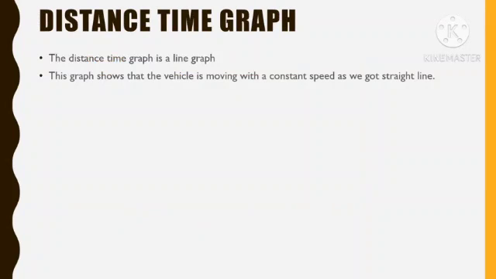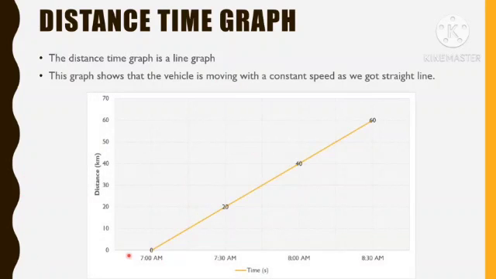The distance time graph is actually a line graph. The distance time graph shows the vehicle is moving at a constant speed, as we got the straight line. This is the distance time graph. Now here, this one is the x-axis and this is the y-axis. Time is represented on the x-axis and distance in kilometers is represented on the y-axis.